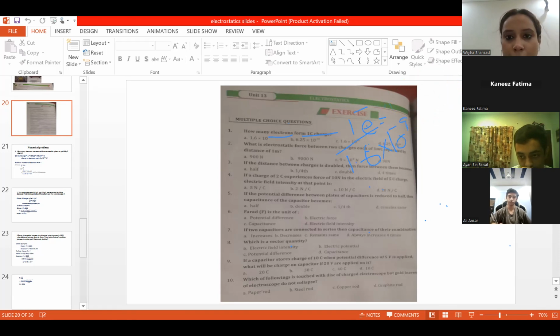Here we will be left with 1 coulomb, right? So take out your calculator and divide 1 by 1.6 into 10 power minus 19, and tell me what answer you get. Take out your calculator, boys, hurry up. 1 divided by 1.6 into 10 power minus 19, and tell me what is the answer for 1 coulomb.